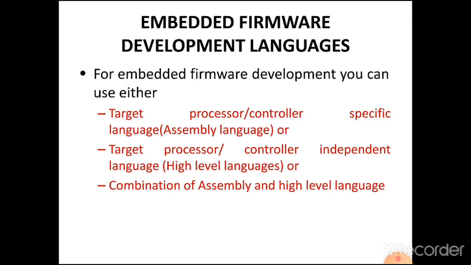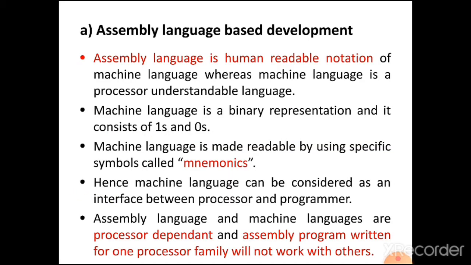Assembly language is a target processor or controller specific language, and high level language is a target processor or controller independent language. So first we will discuss assembly language based development. We know that assembly language is a human readable notation, and it uses some specific symbols known as mnemonics. Assembly languages are processor dependent. That means an assembly program written for one processor family will not work with others.